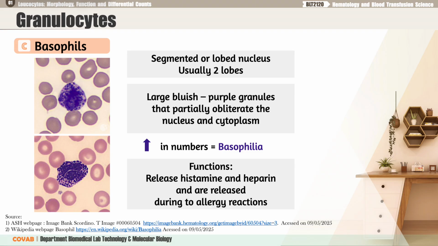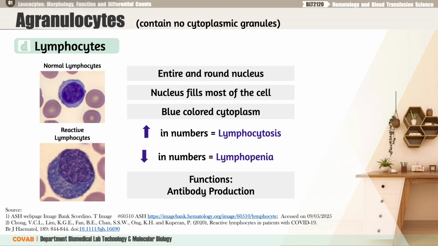Increase in numbers of circulating basophils in the bloodstream is called a basophilia. The functions of the basophils are to release histamines and heparin during allergy reactions. So that ends the granulocytes. We're going to move on to the agranulocytes.